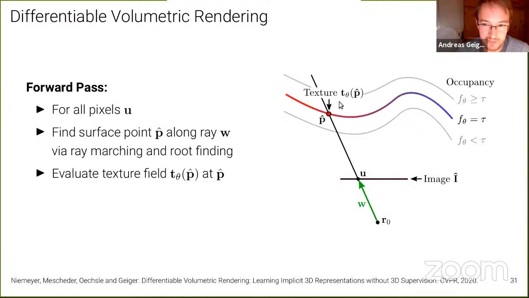Then we can evaluate the texture field. This is denoted as t theta. So we have two networks, t theta and f theta. They share a lot of the parameters, as we've seen on the previous slide. So we evaluate the texture field now at this 3D point p hat to retrieve the color value. And then we simply insert the color value at pixel u. And we can do this for all the pixels to render an image.